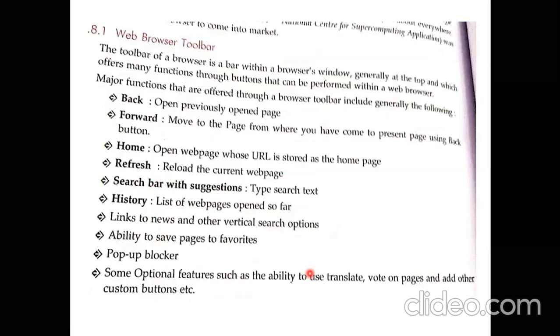Coming to the toolbar. A web browser has a toolbar which has some basic functions. The first function is back, which says go to the previously opened page. Forward moves to the page from where you came to the present page using the back button. Home opens the web page whose URL is stored as the home page. I'm just reading it out because I know you already know about it. I don't feel like we should discuss all these things. This is so easy that every day you are using all of this.